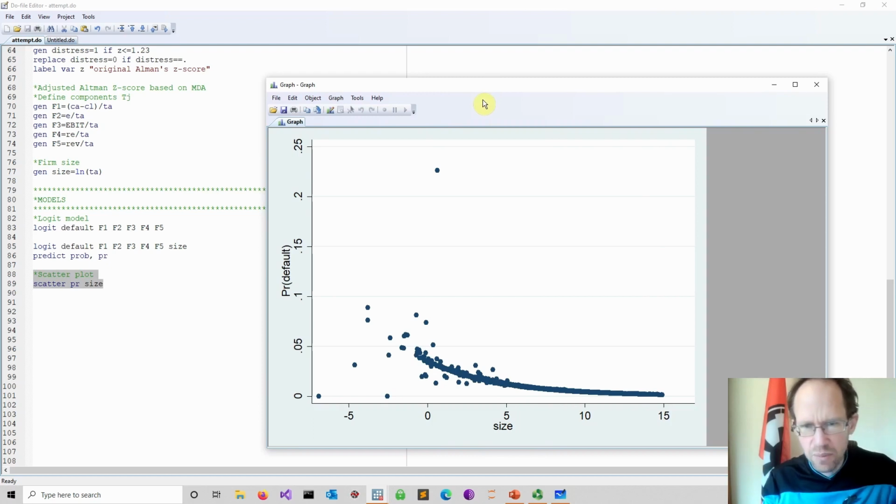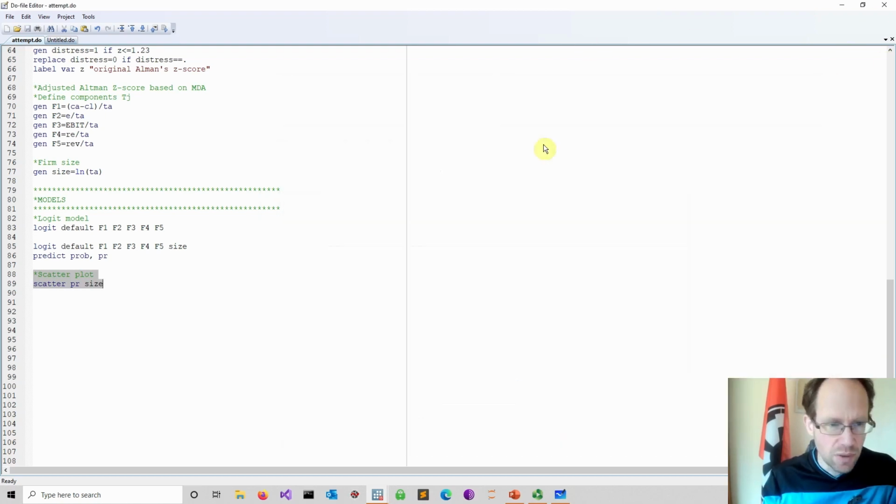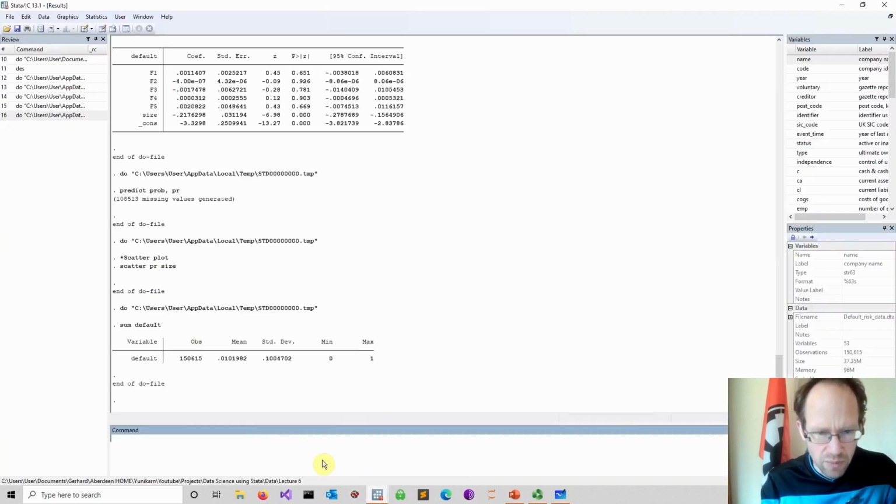Now, in the end, how can we assess the quality of this model? For that, it would be useful to see actually how many defaults I have in total. So if I simply do a summarize command and just have a little look at the general probability of default.